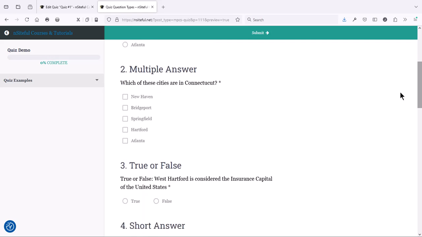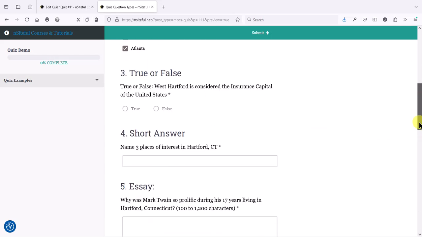Question type 2, multiple answer. This is where you're looking for as many as are correct. New Haven, yeah. Bridgeport, yep. I'm going to say Springfield. I know it's wrong. And I'm going to say Atlanta. I'm leaving out Hartford. Okay, next.